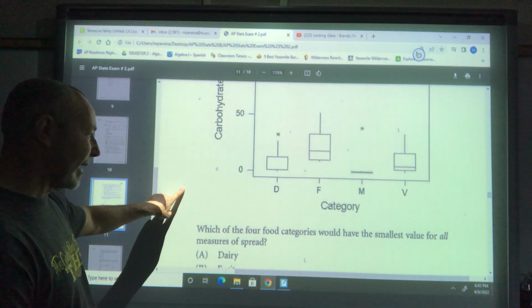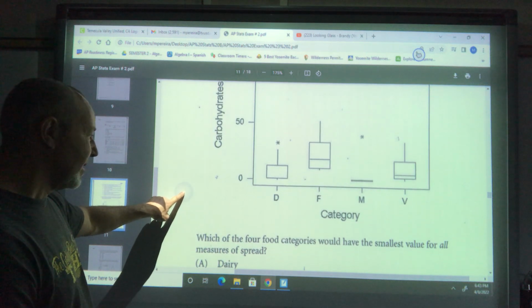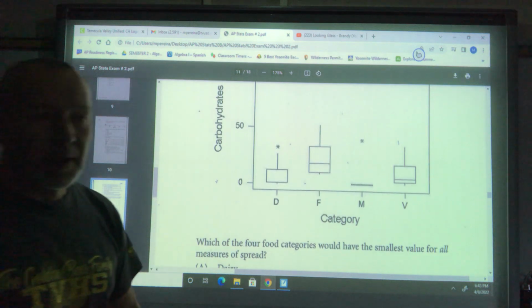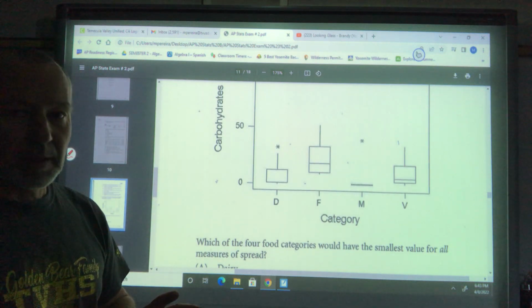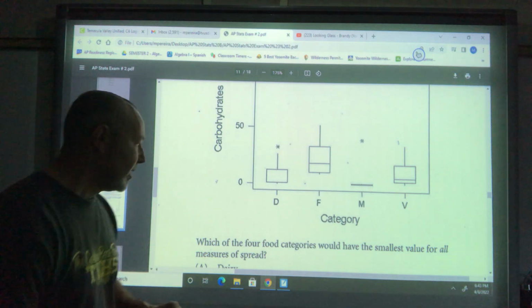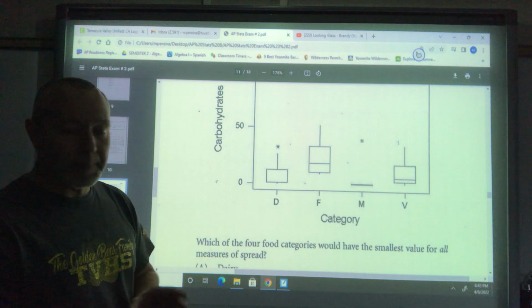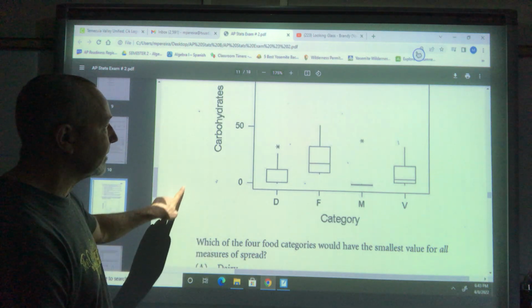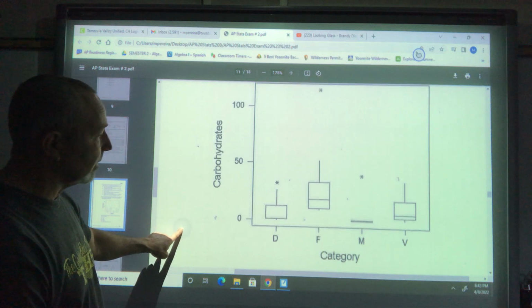Okay, which of the four categories would have the smallest value for all measures of spread? Measures of spread here would be the IQR and the range. Those are the two measures of spread we're talking about. Measures of spread would not include the median. We don't care if it's high or low. We're talking about how spread out the data is. Okay, so let's pull up here.